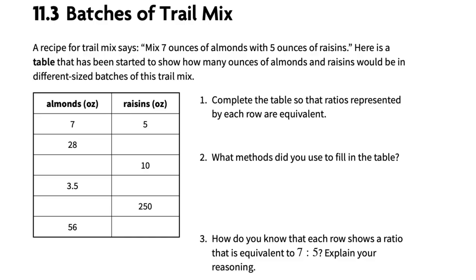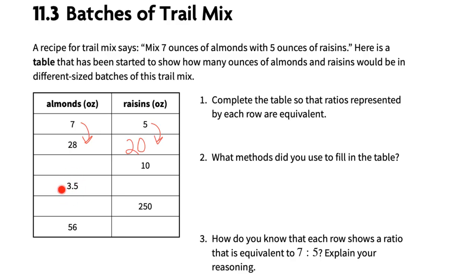It says a recipe for trail mix mixes 7 ounces of almonds with 5 ounces of raisins. So there's our ratio right there. Here's a table that's been started, and our job is to fill in the rest of these values. We can see that moving from 7 to 28 was a times by 4. That means we're going to times by 4, and we're going to get 20 ounces of raisins.